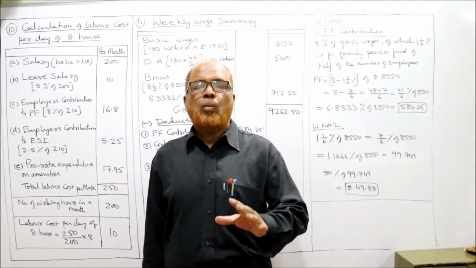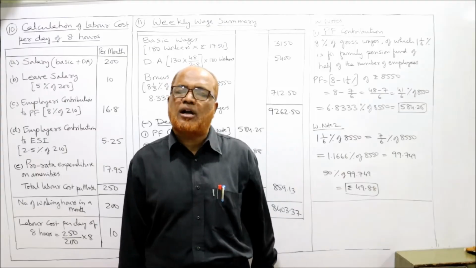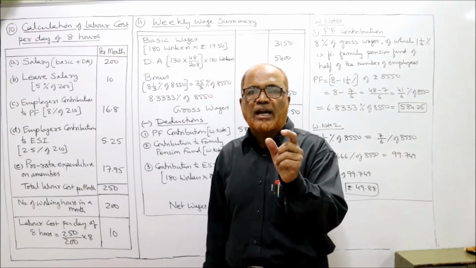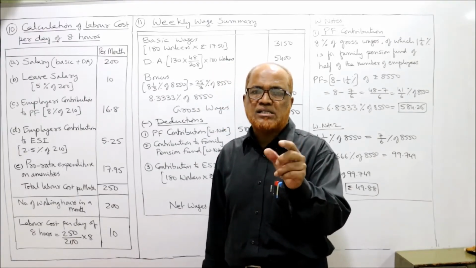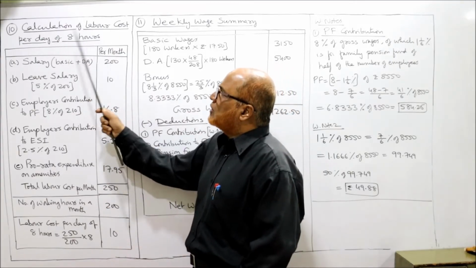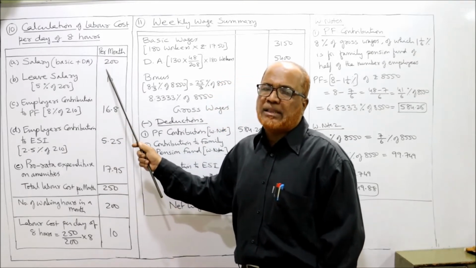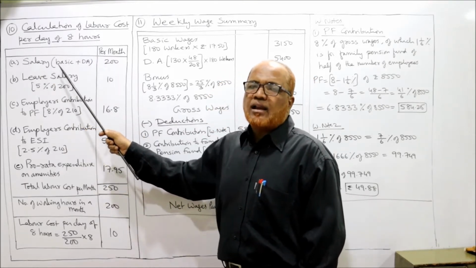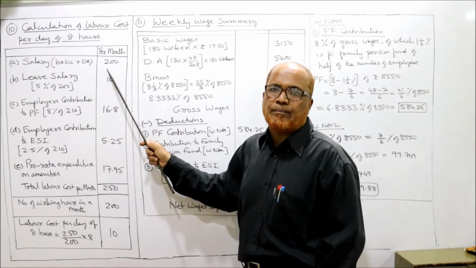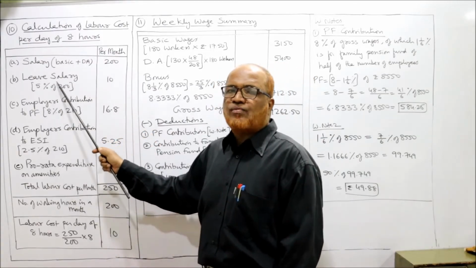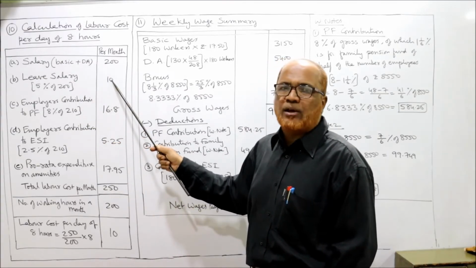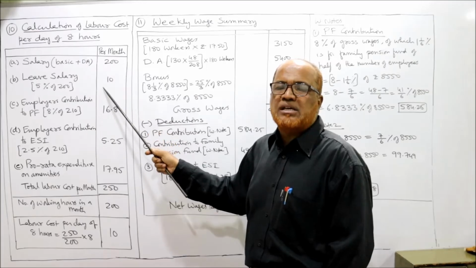So we are given the different amounts of expenditure incurred by the employer on the workers. First of all, we have to calculate the labor cost for a day of 8 hours. Day consists of 8 hours and we have to calculate labor cost for 8 hours, right? So first, calculation of labor cost per day of 8 hours. We have opened the column per month. We will take the salary. Salary, basic plus DA, is given. Per month the salary is 200 rupees per worker. Leave salary is 5% of basic. So 5% of 200 comes to 10 rupees. So A is the basic salary, B is the leave salary.